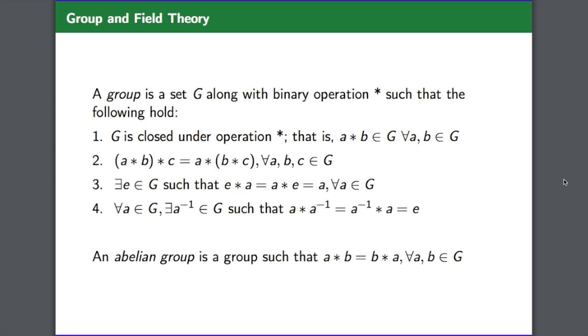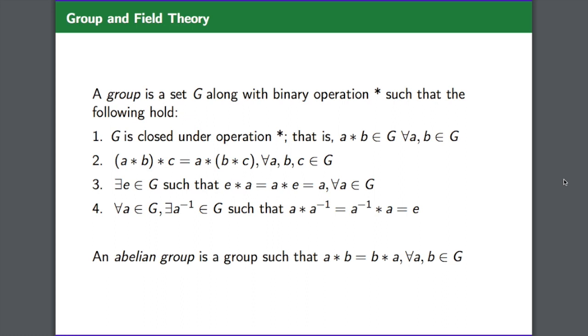And finally, we have inverses. For every element A of G, we can find an inverse of A, such that A star A inverse is equal to A inverse star A, which is equal to the identity element. So in a group like integers under addition, we could have, say, 6, and its inverse would be -6, because when we do 6 plus -6, we get the identity element 0.